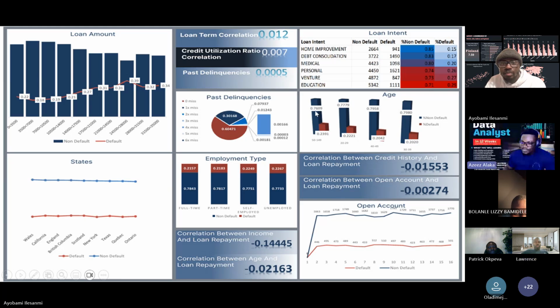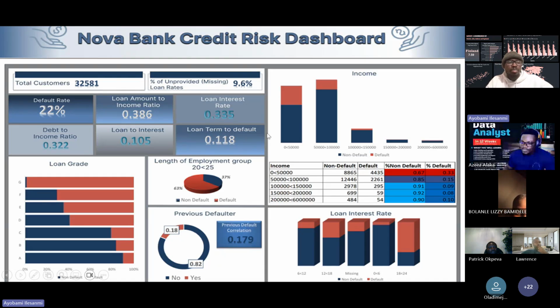Time up, you can conclude, please. So in conclusion, the group of people who are likely to default are people who apply for loans in grades G, F, and E. And if you talk about loan interest rates, I discovered that people who apply for a loan interest rate within 18 to 24% have a high default risk.